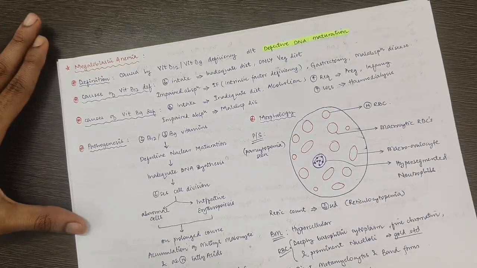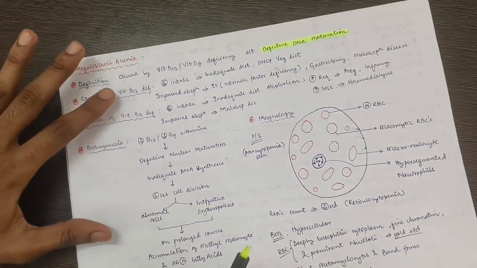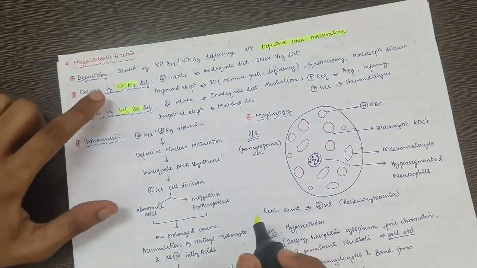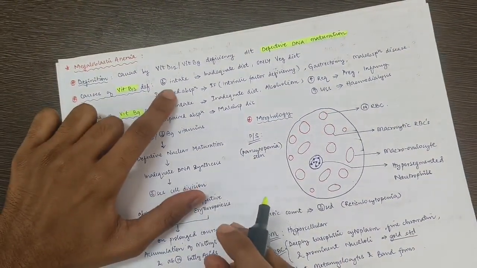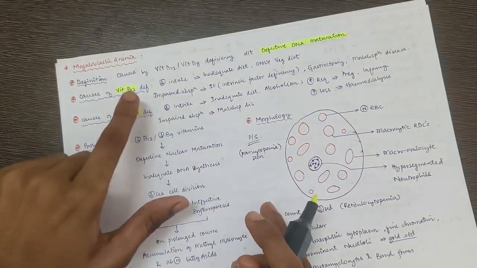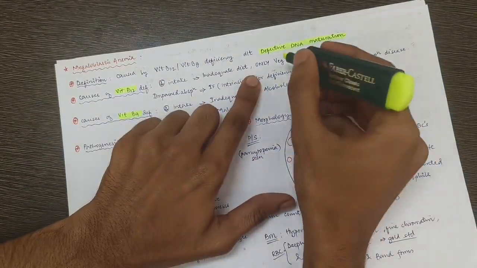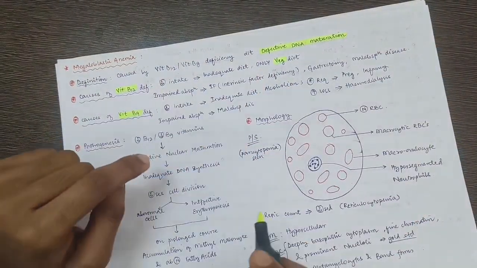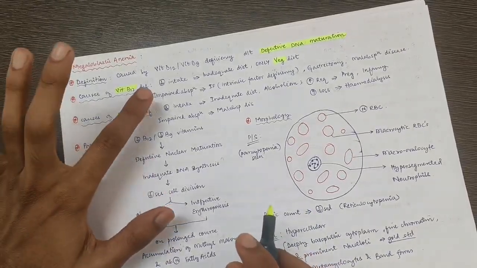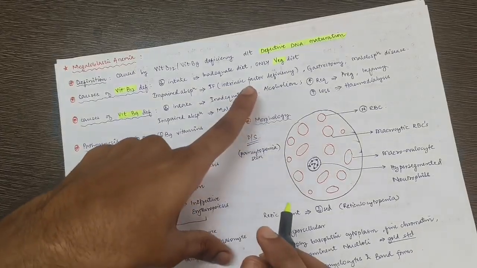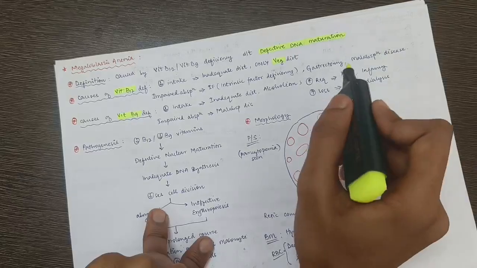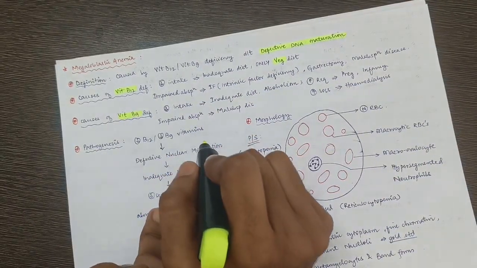So what are the causes of megaloblastic anemia? The causes are mainly vitamin B12 deficiency and vitamin B9 deficiency. B12 deficiency is because of decreased intake, that is inadequate diet. Same way with B9, inadequate diet. B12 is associated with only veg diet. Vegetarian people will have more probability of getting vitamin B12 deficiency. Impaired absorption in case of intrinsic factor deficiency, okay, intrinsic factor deficiency, gastrectomy, malabsorption diseases in the GIT, all this will contribute to vitamin B12 deficiency.